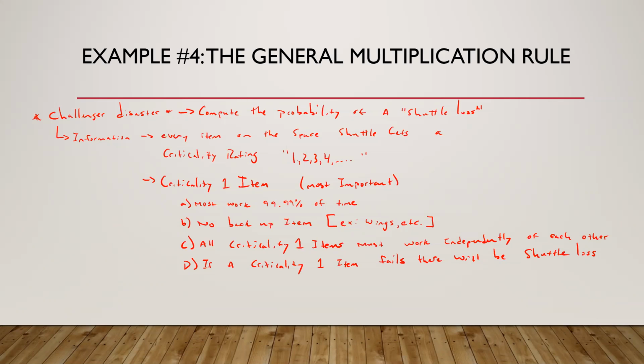So let me ask you this. Do you want a lot or a little criticality 1 items on the space shuttle? You want a little. You want as few as you can have. I don't want to go fly into space with a bunch of systems that have no backup, and if they fail, the shuttle's going to be a loss. I don't want that. So just pick a number. Somebody pick a number. How many criticality 1 items do you think there were on the Space Shuttle Challenger? Okay, 77.